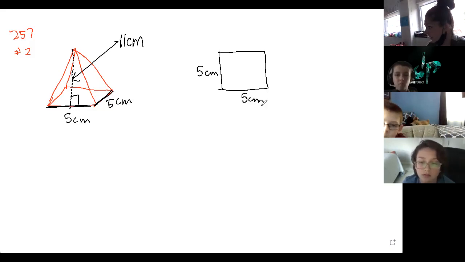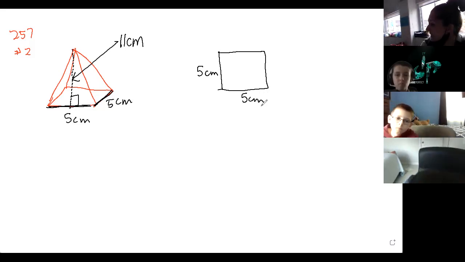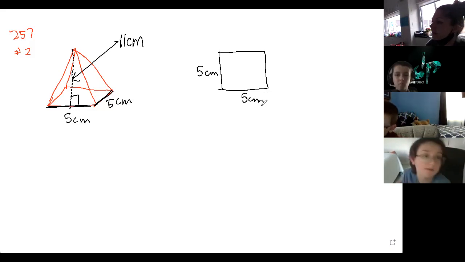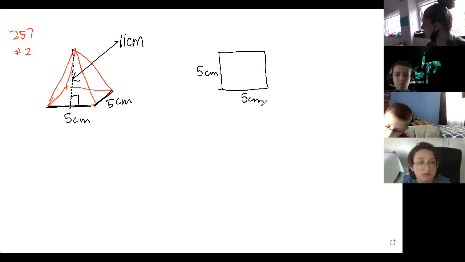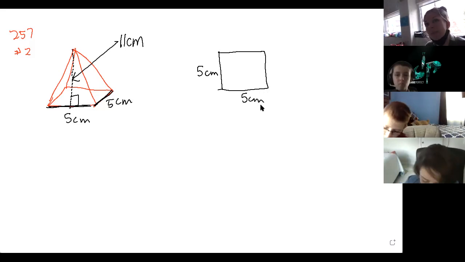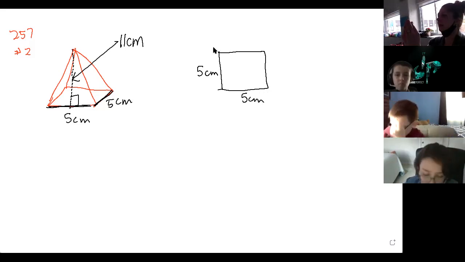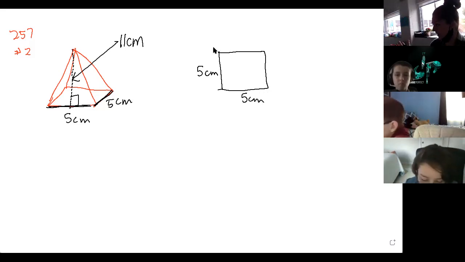They're both 5 centimeters, which means every single line segment that surrounds that shape is length 5 centimeters. Therefore, they're congruent. What's congruent mean? The same.